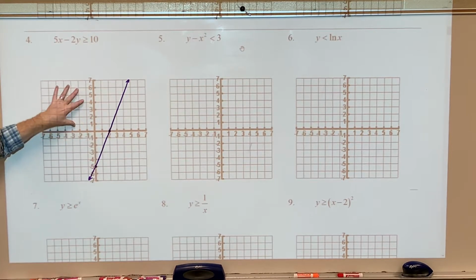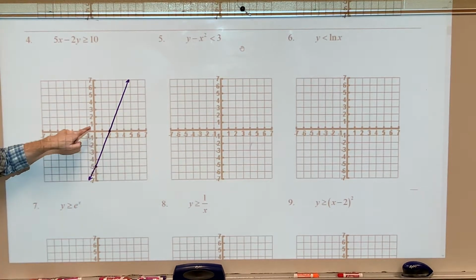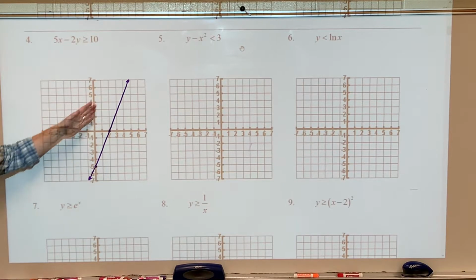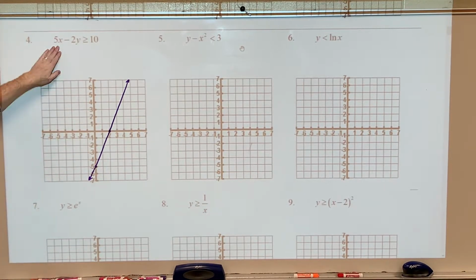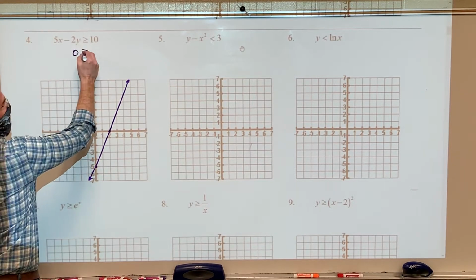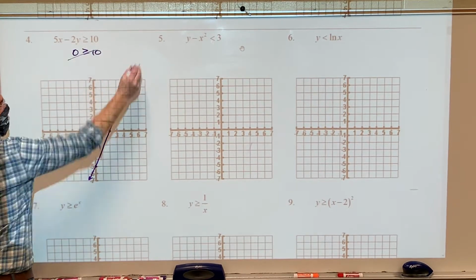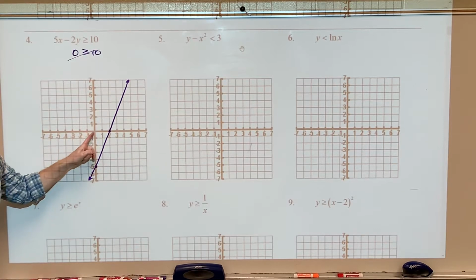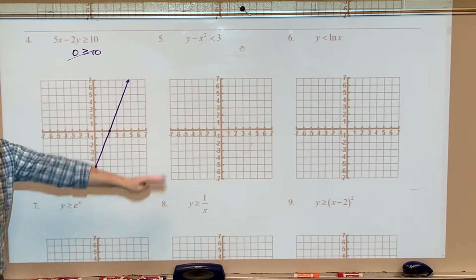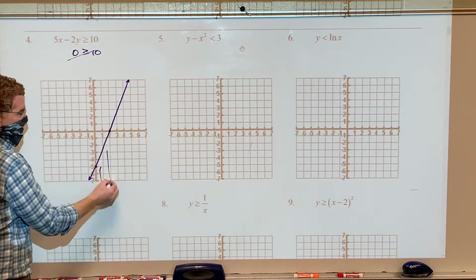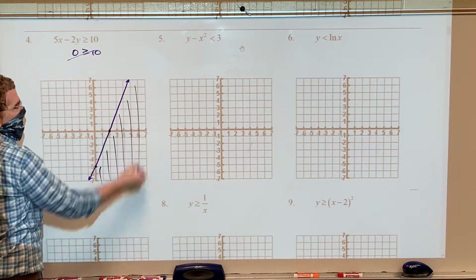So pick something over here or over here, and the origin's usually a great point to plug in unless the line happens to go through the origin. Plugging in 0, 0 makes all that go away and gives me a what kind of statement? False statement. So I am not shading the origin, I'm shading everything else. So I'd come down here and shade all of that.